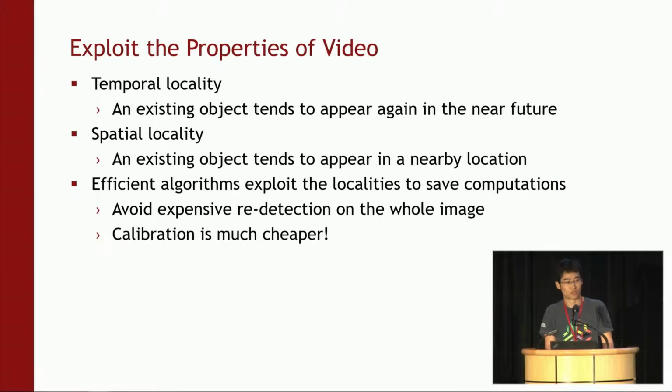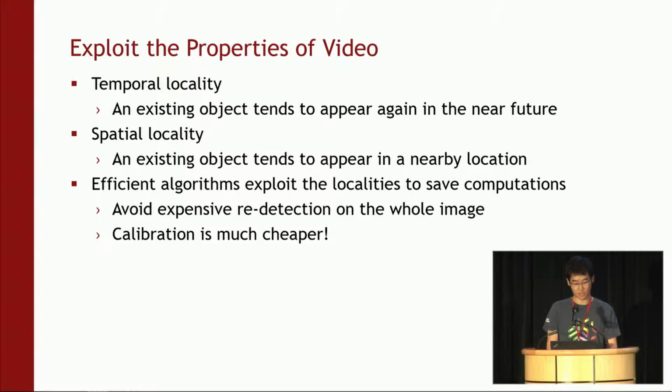And before delving into the details of our system design, we would like first to think about the properties of video. So there are 2 types of localities that exist for most of the objects in a video. The first is temporal locality, which means existing objects tend to appear again in the near future. And the other one is spatial locality. If an object appears again, then it tends to appear in a nearby location. And these 2 localities are quite obvious, right? But how are we gonna exploit them to make it more efficient for video object detection?